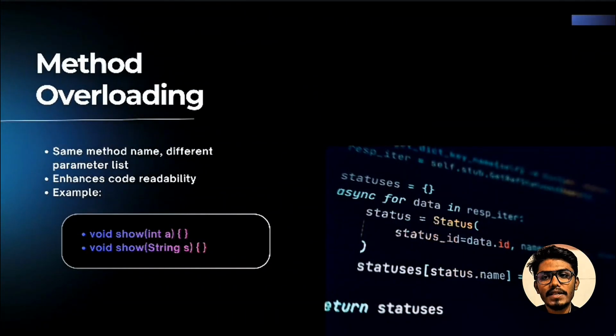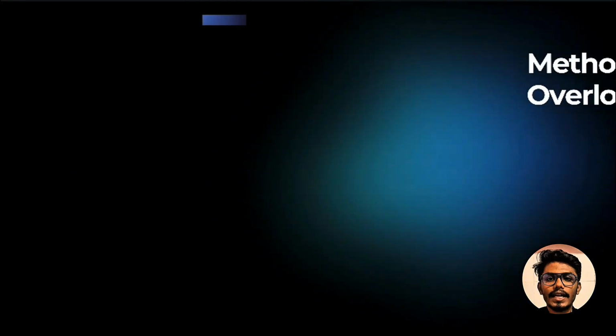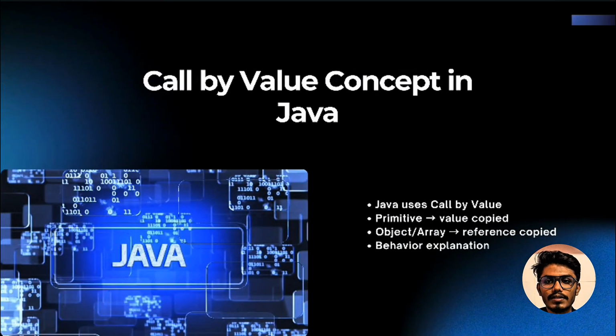Method overloading means having multiple methods with the same name but with different parameters. This helps improve flexibility because we can perform similar tasks with different types or numbers of inputs. For example, we can have a method called show that takes an integer, another show that takes a string, and even another one that takes two parameters.